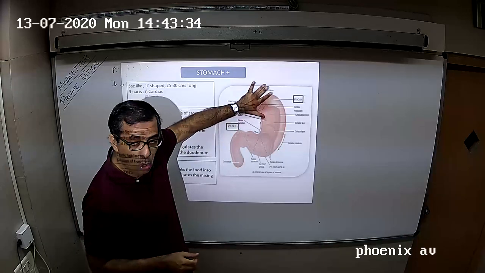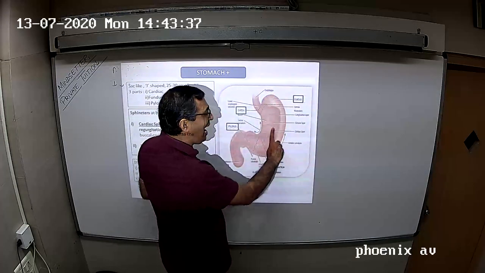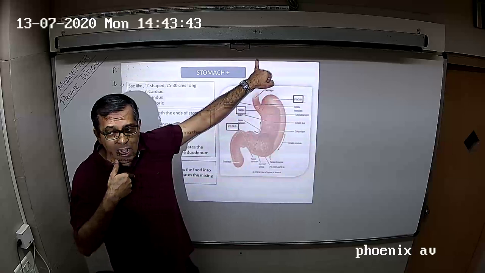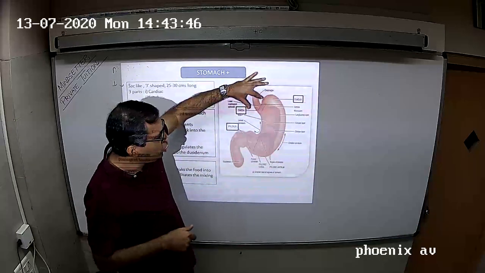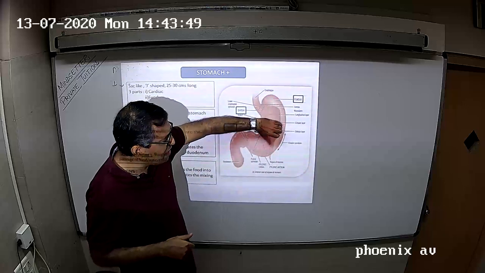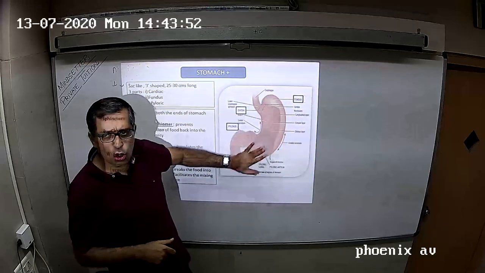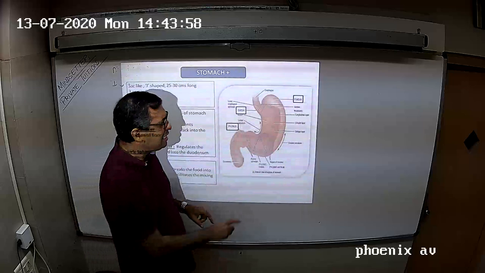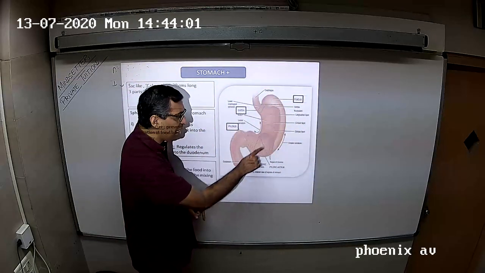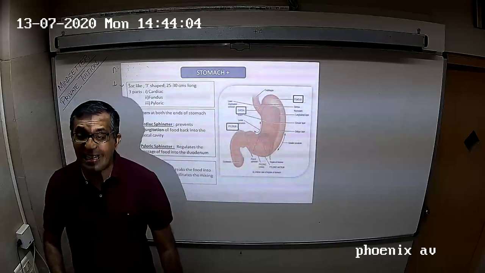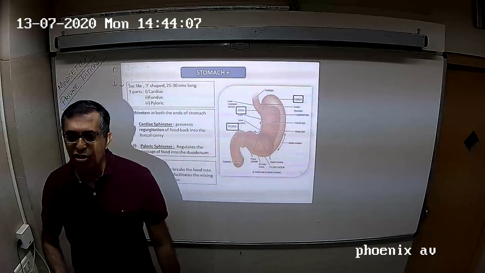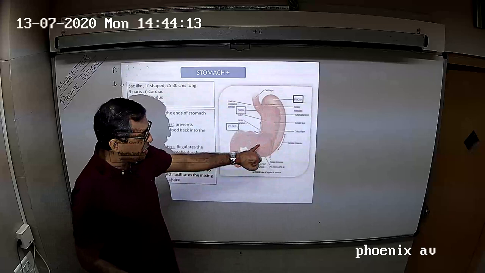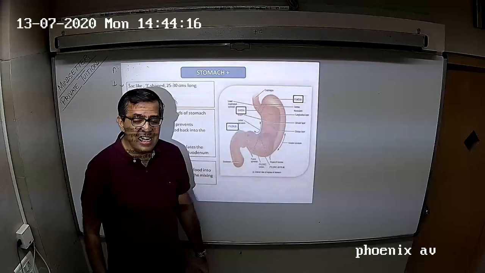What will happen if cardiac sphincter opens? Stomach will churn and the acidic content will regurgitate back into the esophagus. So reflux ho jayega. That has to be prevented, so the cardiac sphincter is closed. And once the churning process is over, all the solid food becomes liquefied. Now the pyloric sphincter opens and slowly food goes from the stomach into the duodenum, that is called gastric emptying. And gastric emptying takes place for 45 minutes to 1 hour. For 45 minutes to 1 hour, the stomach becomes empty and food enters into the duodenum.